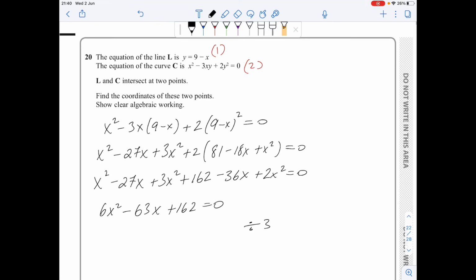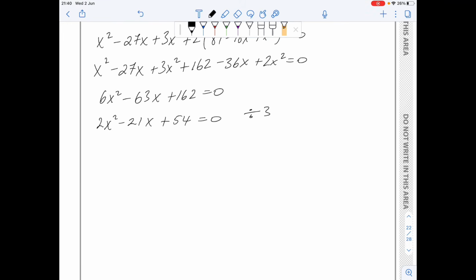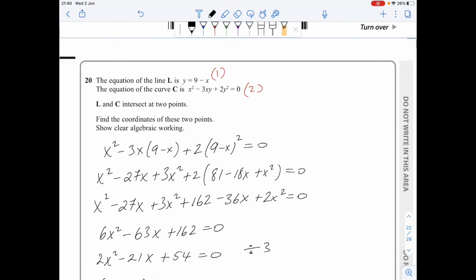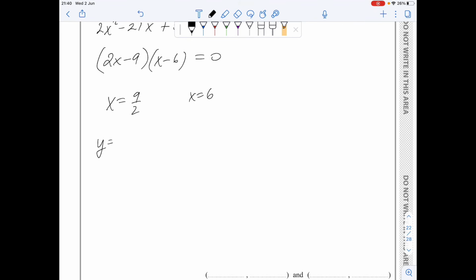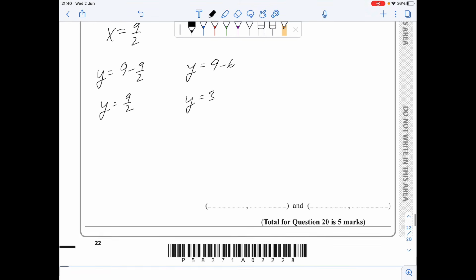And if I divide by 3, I will get 2x squared minus 21x plus 54 is equal to 0. Now I can factorize this one. I will get 2x minus 9 and x minus 6 is equal to 0. So my two x values are 9 over 2 or 6. And then I can substitute into equation 1. So y is equal to 9 minus 9 over 2. So y is 9 over 2. Or y is 9 minus 6. So y is equal to 3. So my solutions are 9 over 2, 9 over 2, and 6, 3.